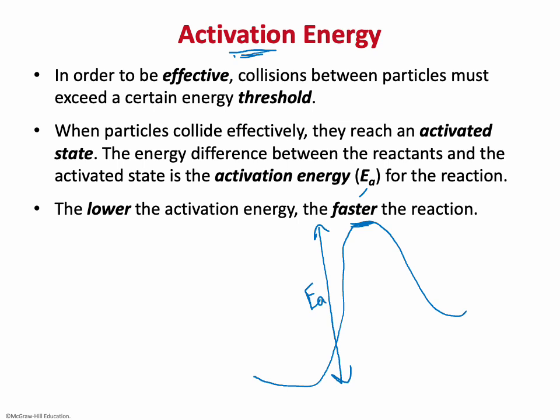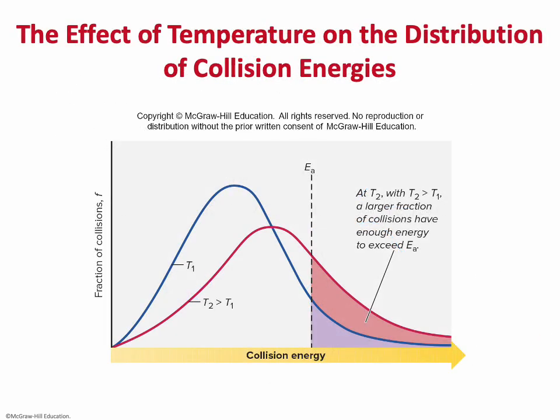This is called EA. If EA has a smaller value, which means instead of having this, the EA is just this, the reaction will go a lot faster. The lower the activation energy, the faster the reaction. So that would increase the speed of a reaction.